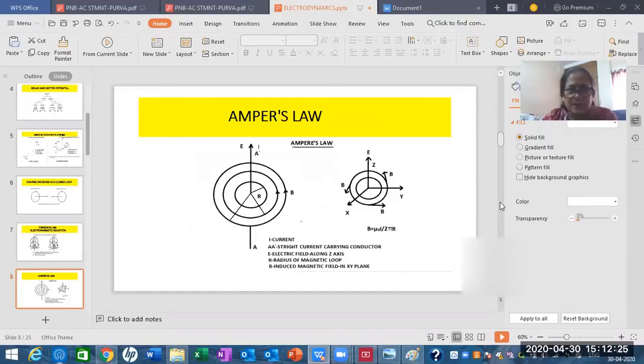So next was Ampere's law. So Ampere's law, we saw if there is a current element, that is a straight current carrying conductor, in the center, then symmetric about the center, concentric magnetic lines of force are developing. This is one line, this is second one, third one, like that. The radius I have taken it as R, and you can see here B direction is changing.